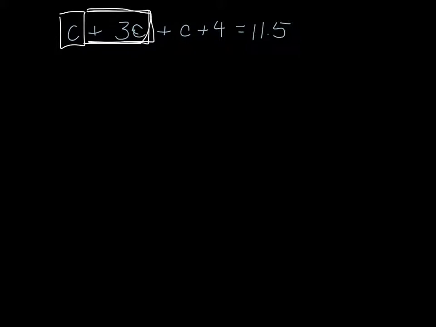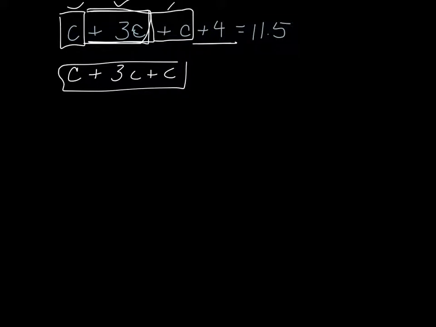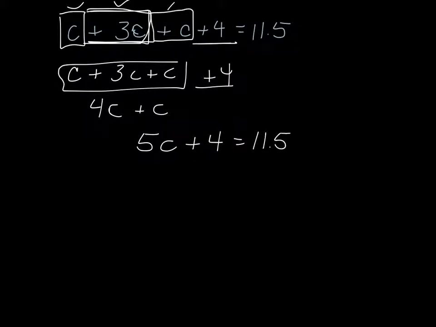C plus 3C plus C, that's also a box. All these C's, C, C, C, all the box. Plus 4, that's a number, so that doesn't get boxed, it gets underlined. So I'm going to move them all into a box: C plus 3C plus C, underline plus 4, because it's different. So I've got C plus 3C, that's 4C's, plus another C is 5C plus 4 equals 11.5.